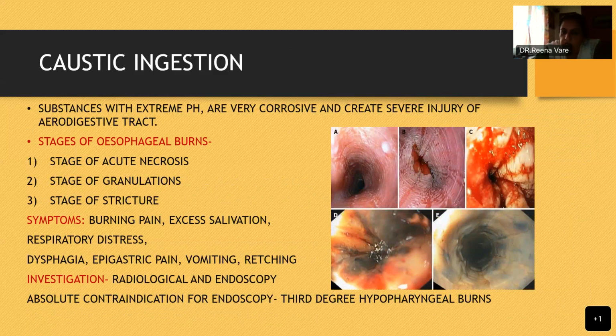So, radiological again, you can go for a barium swallow if the patient is tolerating it, or endoscopy if it is a third degree burn. That is, if it is a stage of stricture, doing an endoscopy is not at all advised because the hypopharynx will also have strictures in it. So, for that, you have to plan, and then you can only do an endoscopy.